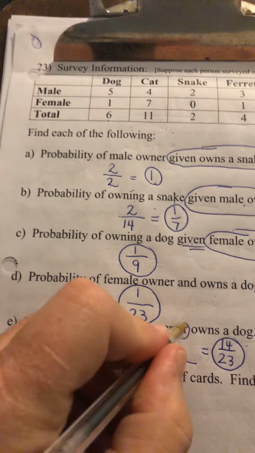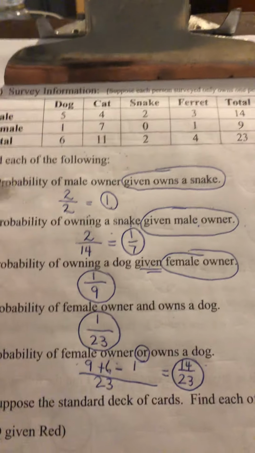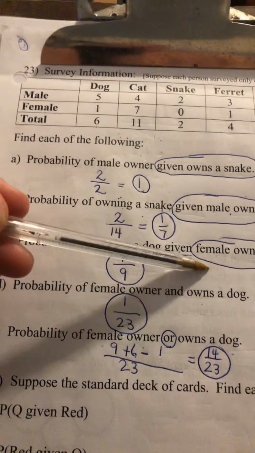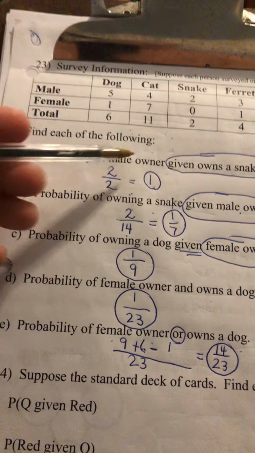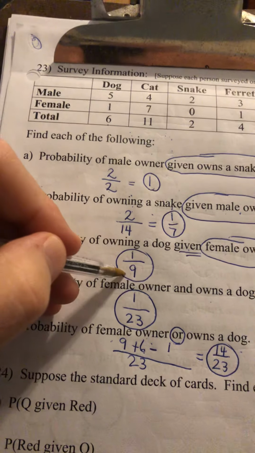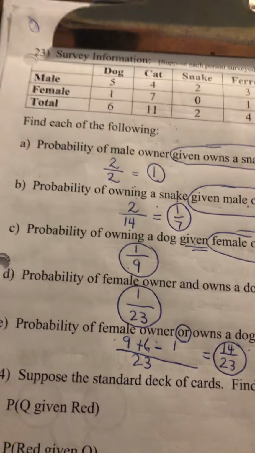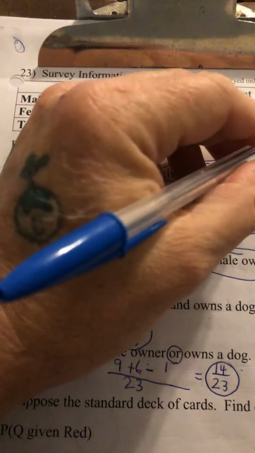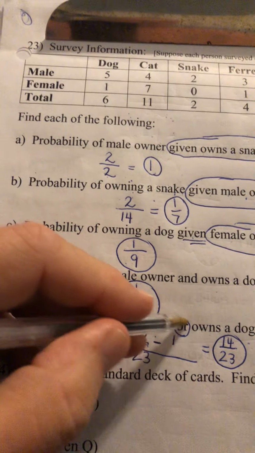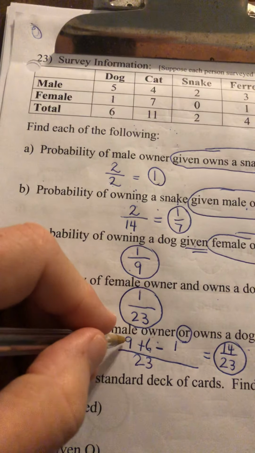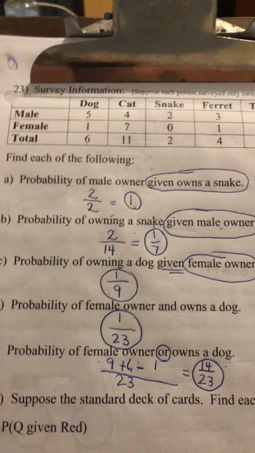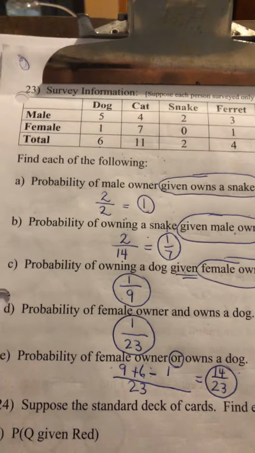So you do this or like you did before. The one thing I want you to pay attention to, the first 3 problems here said given, given, given. Those made the number in our denominator much smaller than the 23. The last 2, there were no givens. So you had to use the 23 as your bottom. And this one with the or, you have to remember to do first number plus the second number minus the overlap, just like we did before with or. This time you're just reading it from a chart.